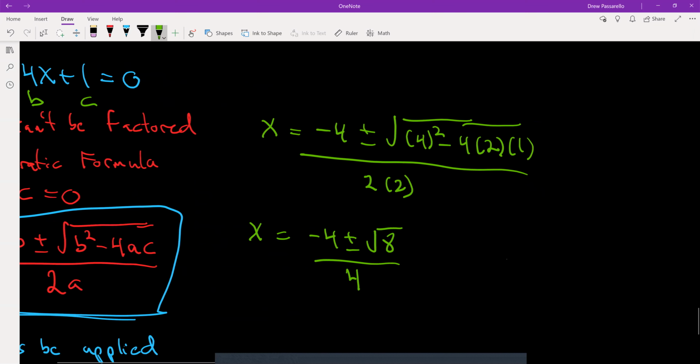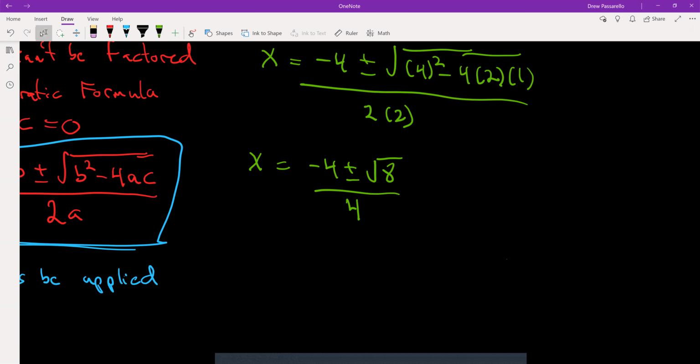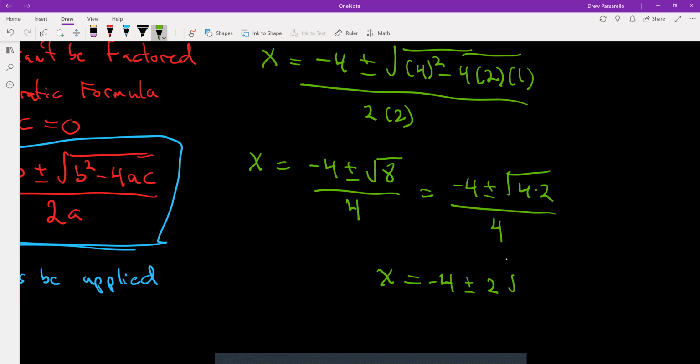And again, I did 4 squared, 16, minus 4 times 2 times 1. 4 times 2 is 8, 8 times 1 is 8. So I have 16 minus 8, which turns into 8. Then you can simplify the square root of 8. So it's -4 plus or minus the square root of 8, which is 4 times 2, and you can take the square root of 4, it's 2. So it'd be 2 square root of 2 over 4.